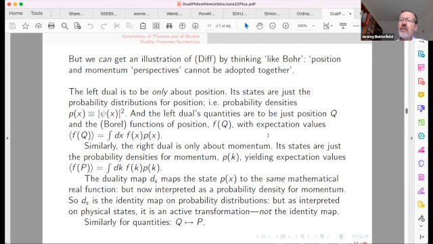So for this situation, the duality map will actually be the identity map on mathematical functions. It's not the Fourier transform. It maps a function to itself, but the argument function is taken as interpreted in terms of position. The image function is interpreted in terms of momentum.